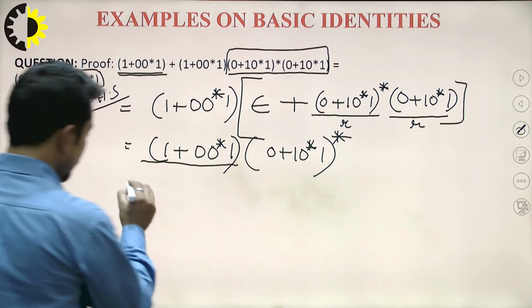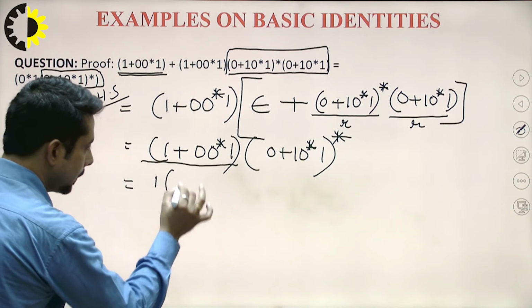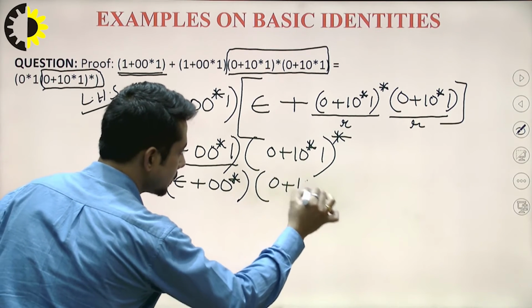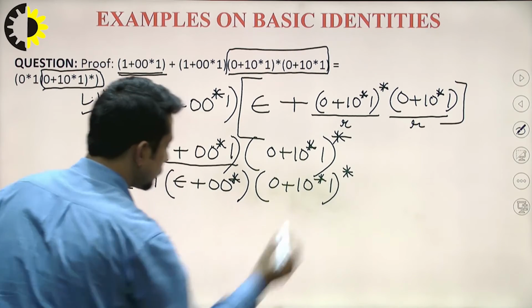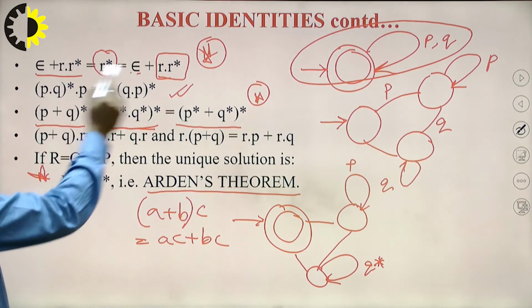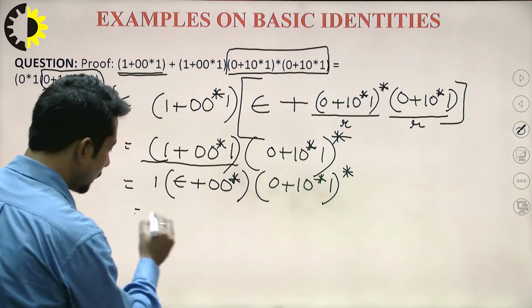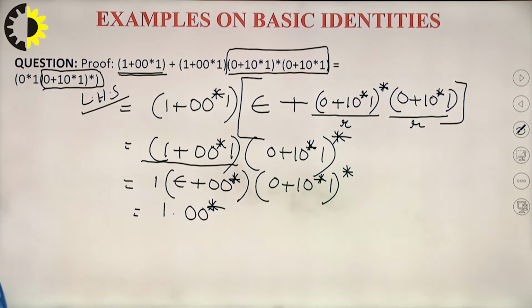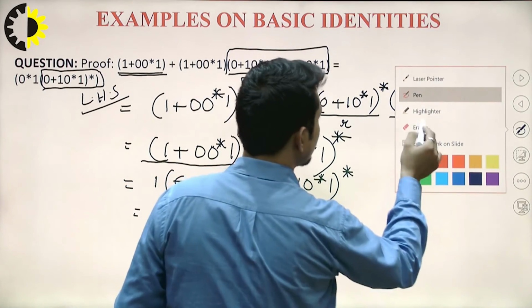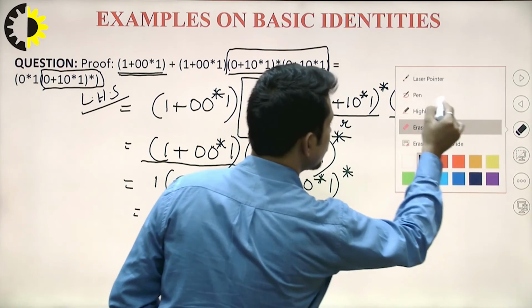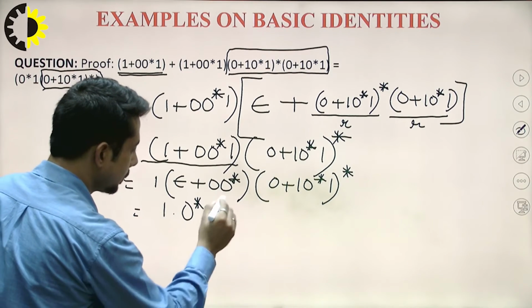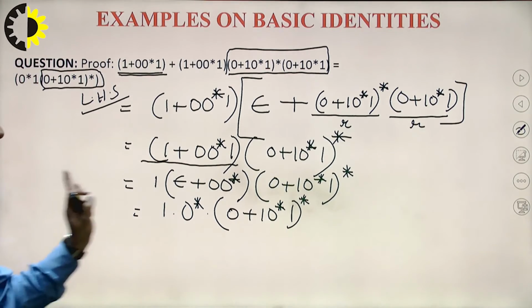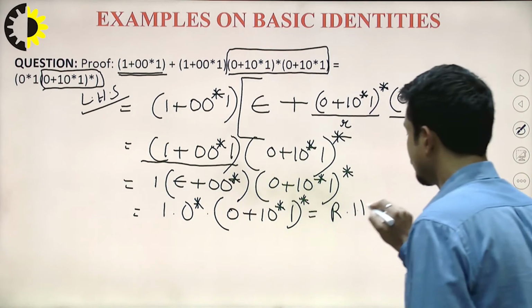It's very easy. We will take one common from here. So it will be epsilon plus 0 0*, and here it will be the same one, (0 + 1 0* 1)*. If I do this expression the same way, with identity number 9, it will be 1 dot 0*. Oh, sorry, I made a mistake. 1 dot 0*, multiplied by (0 + 1 0* 1)*. I hope we got the final right hand side of it.